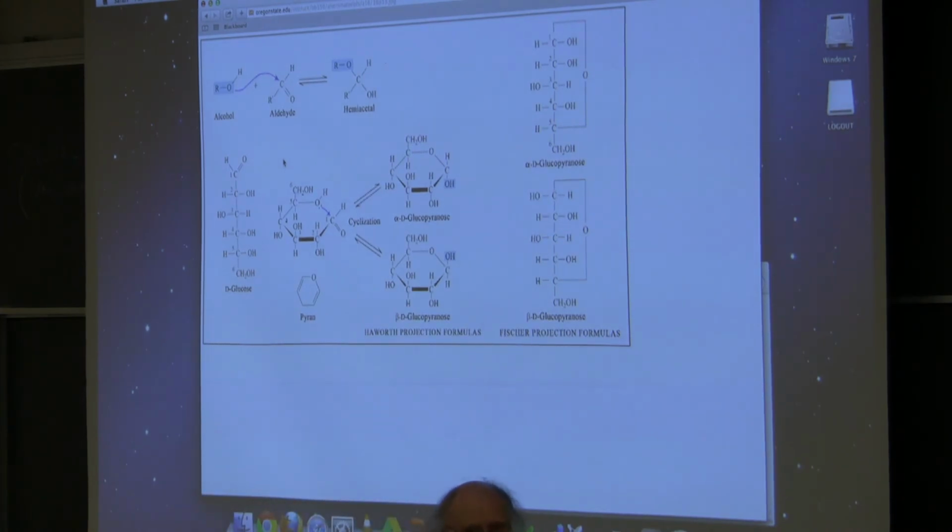And yes, glucose can form a 5-membered ring, and no, we're not going to worry about it because it's rare. Glucopyranose we're going to be concerned about. Okay?